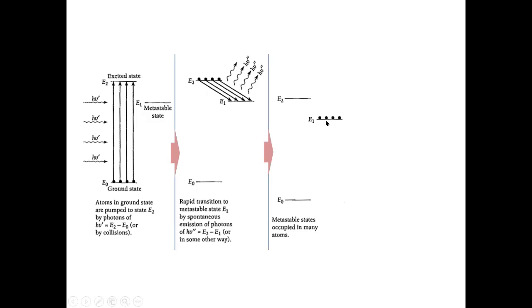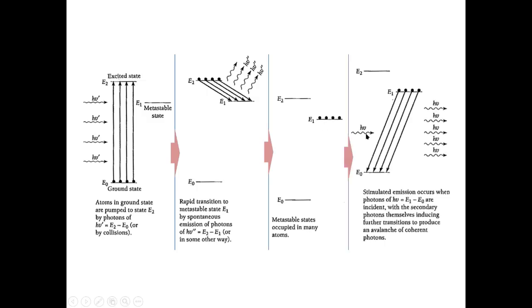Next, this metastable state is populated by those electrons and the state of population inversion is found between the ground state and the metastable state. Now when some stimulating photon comes along, the de-exciting electrons from the metastable state to the ground state produce phase coherent photons, and this is the procedure of producing a laser beam.